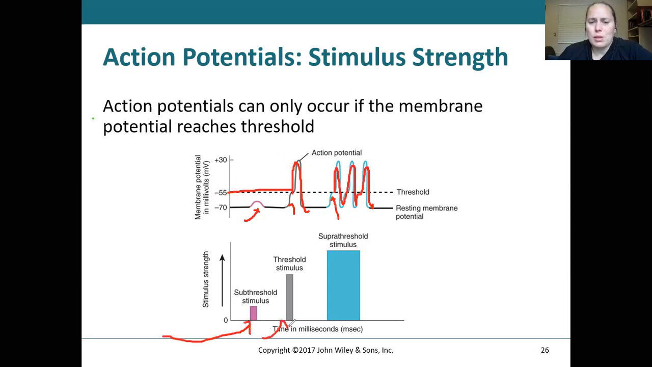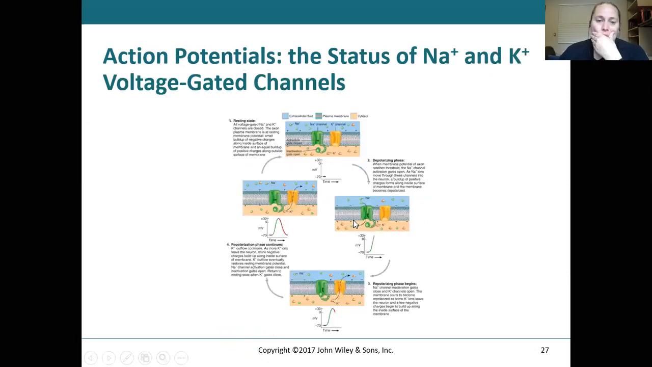Subthreshold stimulus, threshold stimulus, suprathreshold stimulus. Again, this particular figure right here, I do not think is an important point for you to know. We can talk about this if you like, but it's kind of more specific than we need to be at this point.